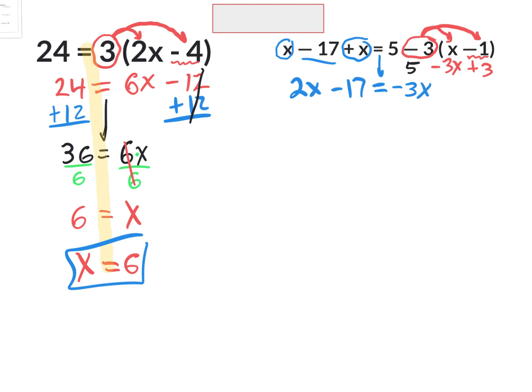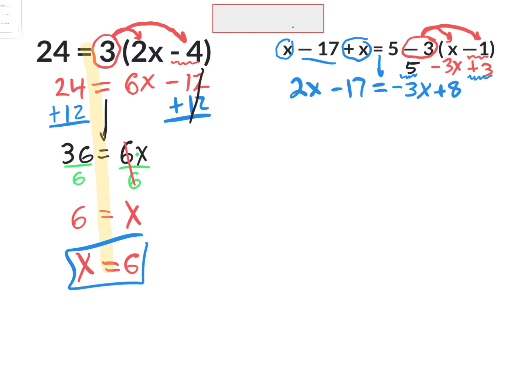Now, how about the 5 and the 3? You could actually combine a positive 5 with a positive 3. That'll give you a positive 8. So let's put a plus 8 right next to the negative 3x. And this is what we call a simplified equation. We distributed, we combine like terms. Over here, we combine like terms. This is simplified. Now we can move on to the goal.